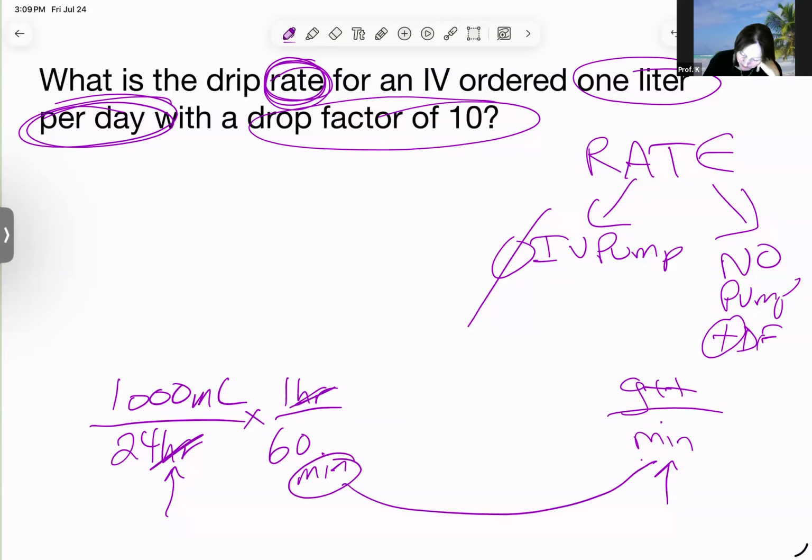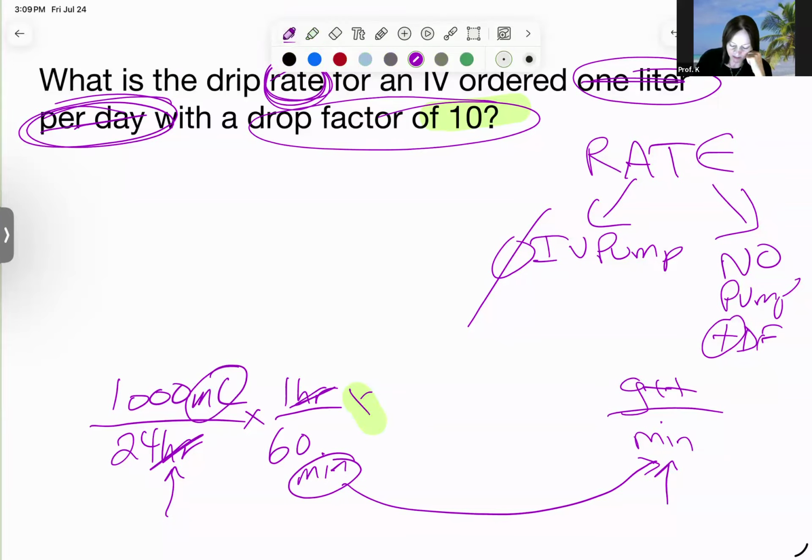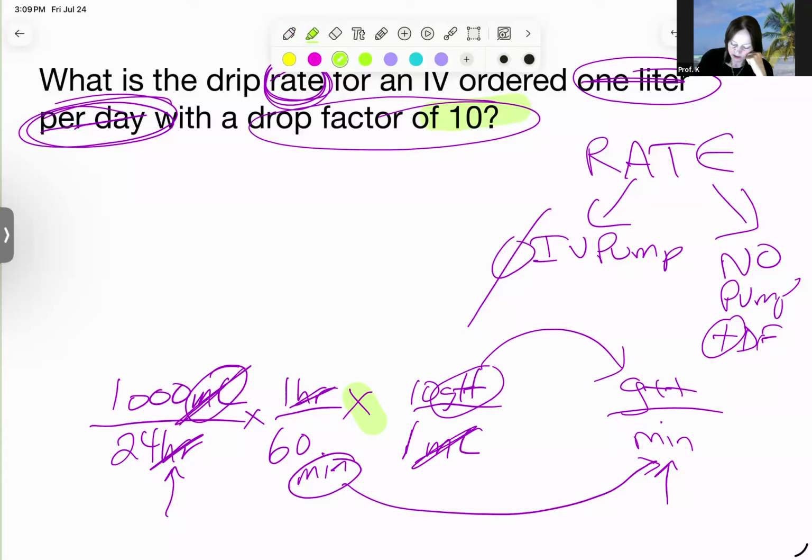There's my minute. I have to get rid of milliliters and get to drops. What have I not used in my problem? 10 drops per 1 milliliter. A drop factor just means how many drops it takes to make 1 milliliter. In this IV tubing, 10 drops equals 1 milliliter. So I'm going to use that. Cross off my milliliters, and what's left? Drops. Now I have drops and minutes. Now it's just math.